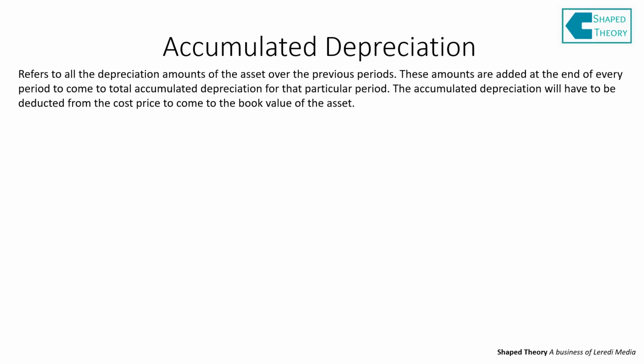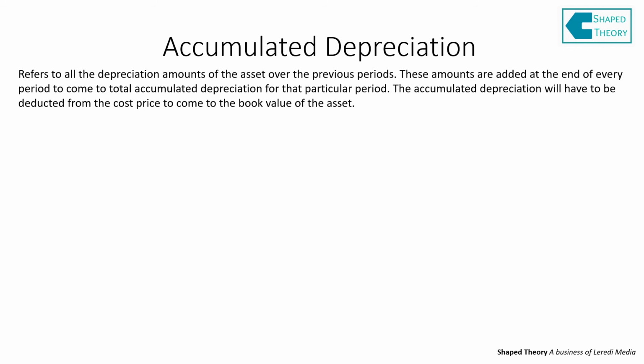Let's look at the accumulated depreciation. As mentioned before, accumulated depreciation refers to all the depreciation amounts of the asset over the previous periods. These amounts are added at the end of every period to come to the total accumulated depreciation for that particular period. The accumulated depreciation will have to be deducted from the cost price to come to the book value of that particular asset.